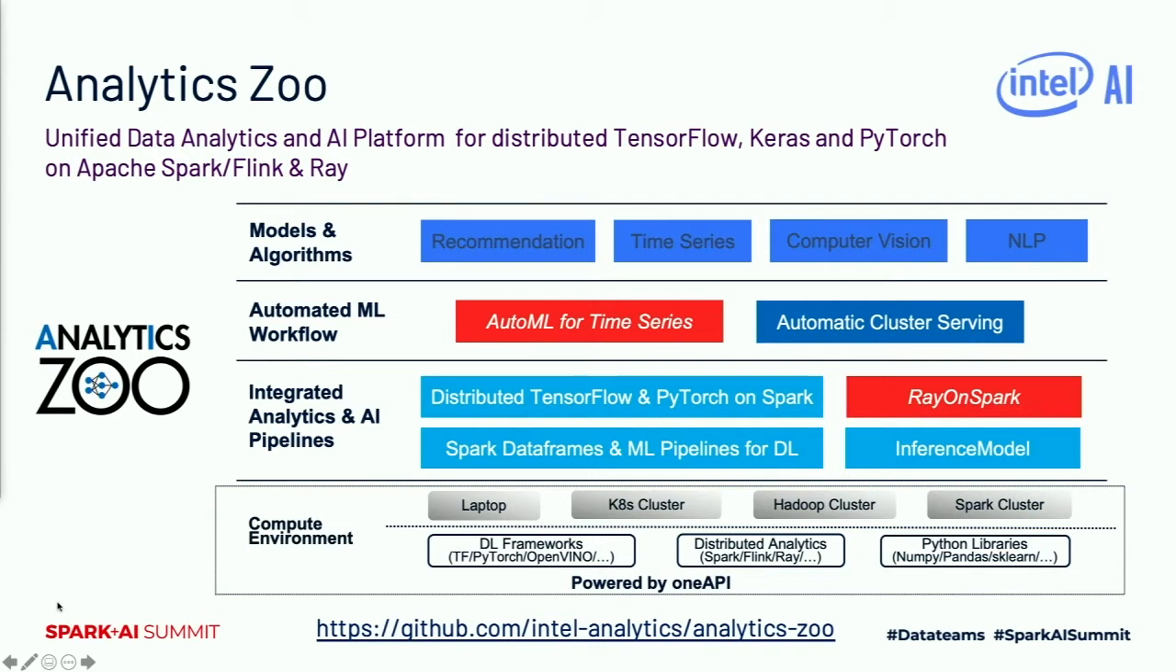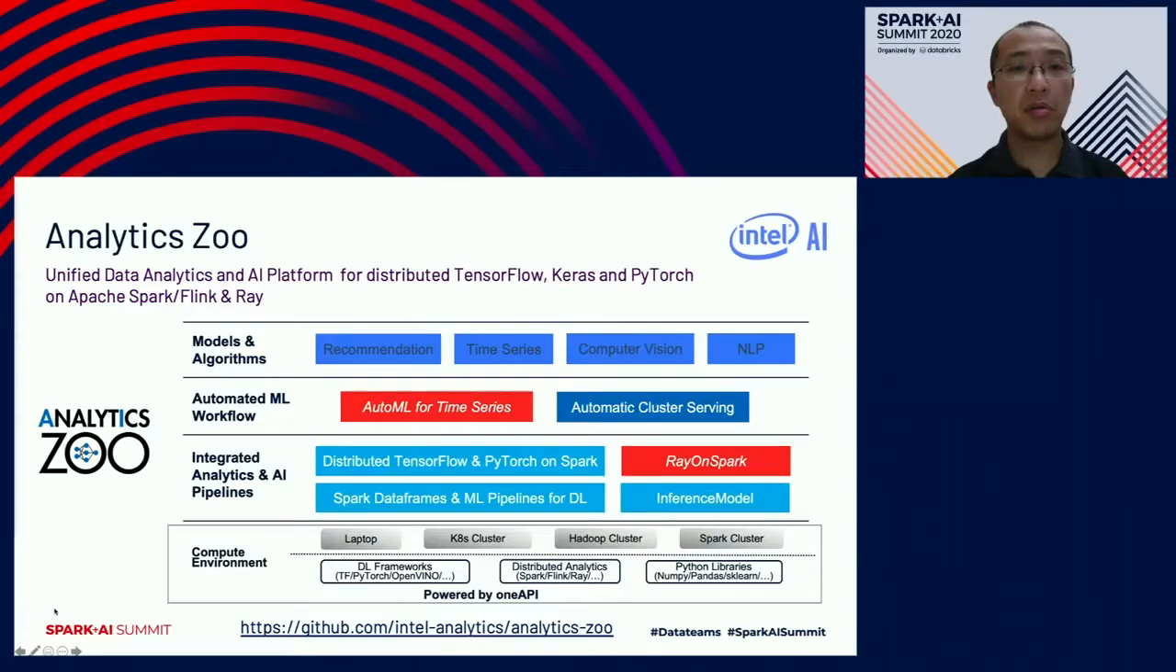Inside Analytics Zoo, there are three layers. At the bottom layer, there is what we call the integrated data analytics and AI pipeline, which is a horizontal layer that allows users to apply AI models and AI algorithms to their big data cluster in a distributed fashion. For instance, a lot of our users are running distributed TensorFlow on Spark to process a very large data set.